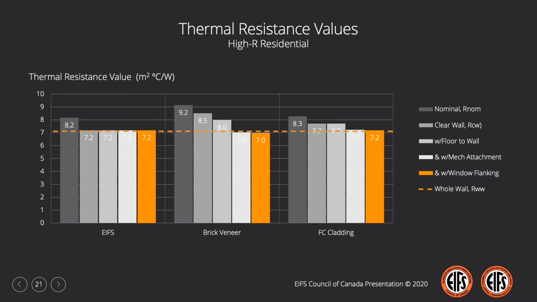Our high R wall, we begin with a nominal value once again and end with our effective R value. But in this case, we don't see the same percentage change from our nominal value down to our whole wall R value. We go from, in the case of the fiber cement cladding, from an 8.3 to a 7.2. So the curious among you may be asking, why is that? Why don't we see the same percentage drop from nominal to whole wall when dealing with a high R assembly?